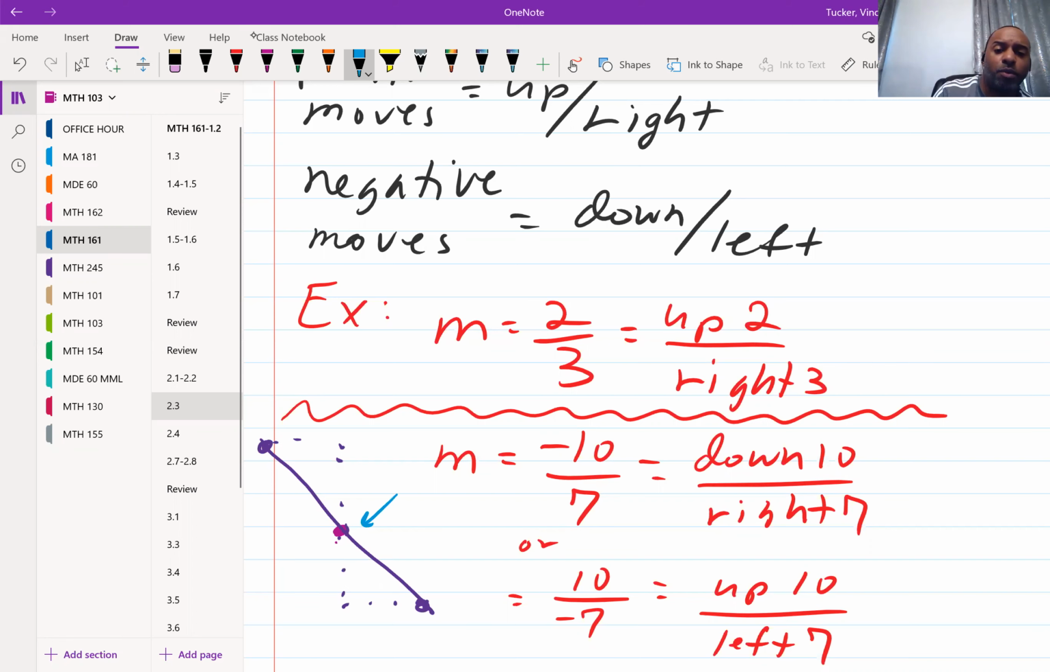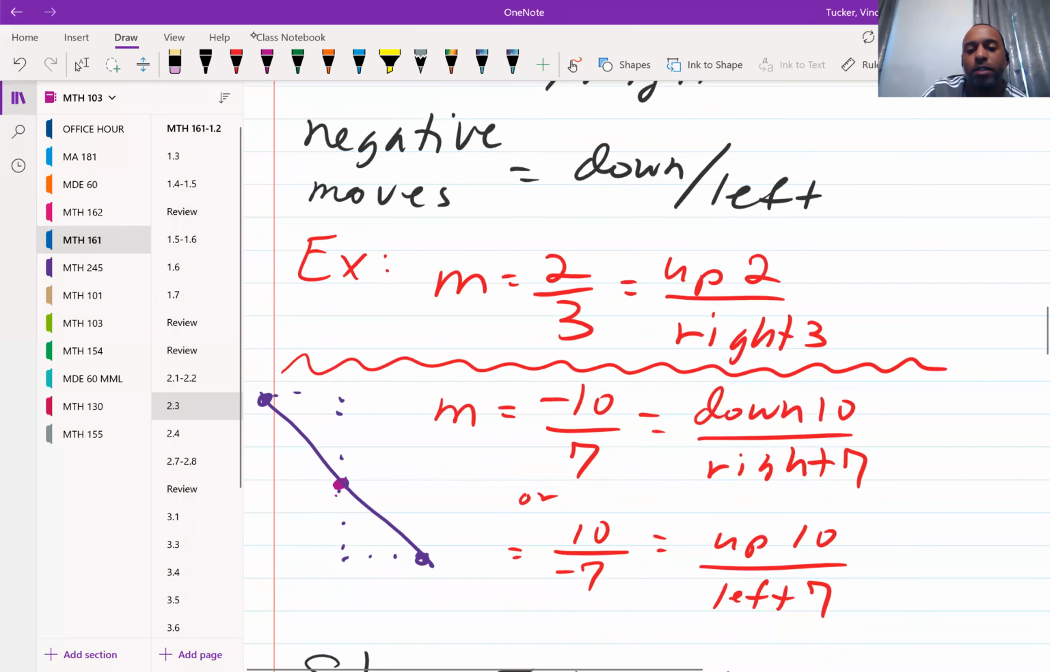So if this is our middle point, if I were to go up 10 and then left 7, it'll put me over there. Or if I went down 10, right 7, it'll put me here, but it still will create the same line. So it doesn't matter which one you do, just have to make sure that you do it correctly. Any questions? Gonna scroll up.